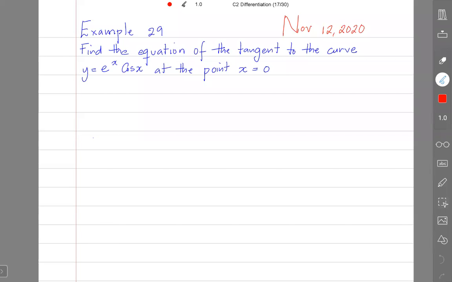All right, so we're at example 29, and example 29 says, find the equation of the tangent to the curve y is equal to e to the x cos x at x is equal to 0.